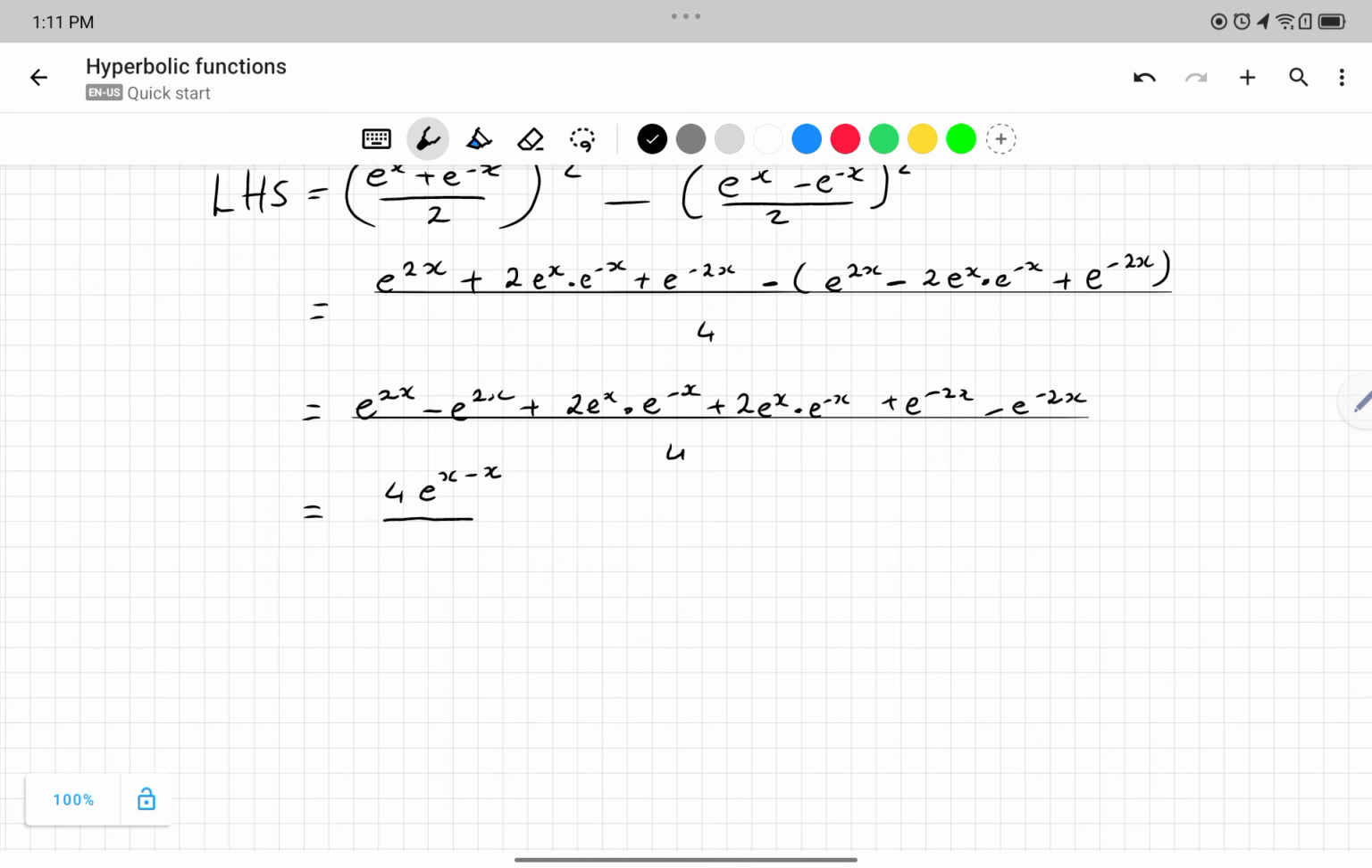Because you know that rule that said you multiply exponents with the same base. When you multiply powers with the same base, you add the exponents. So this is what we did. We added the exponents, so it's going to be 4e to the exponent of 0, which is 1. So 4 times 1 all over 4. So our answer is going to be 1. So that's that. Proved.